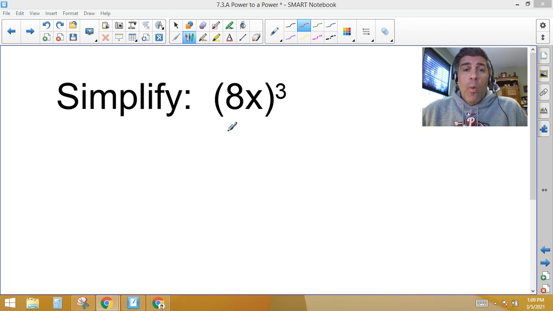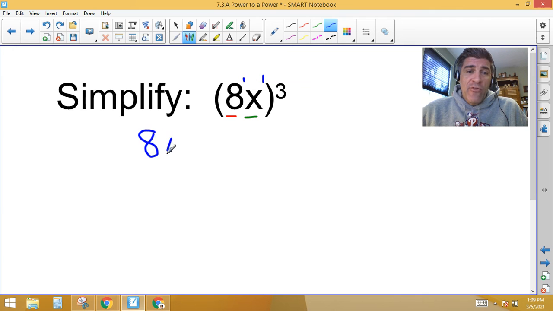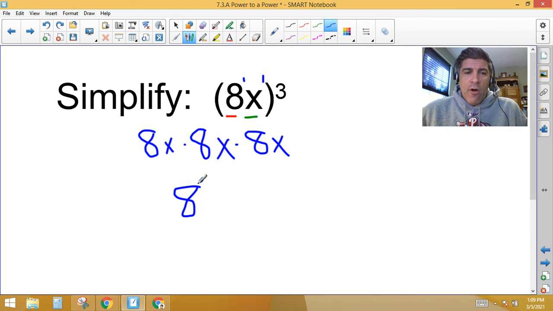But what we have to do here is each one of these is its own base. Each one of them has an invisible exponent of 1, meaning each one of them has to get this cubed. If I were to expand this, and this will be helpful to do it this time, I would do 8x times 8x times 8x. How many 8s are there? There are 3, so it's 8 cubed. How many x's are there? 3, so it's x cubed.